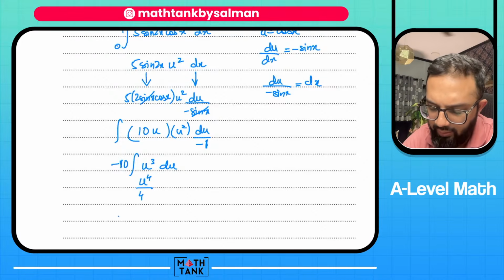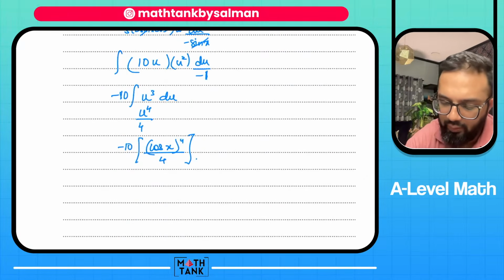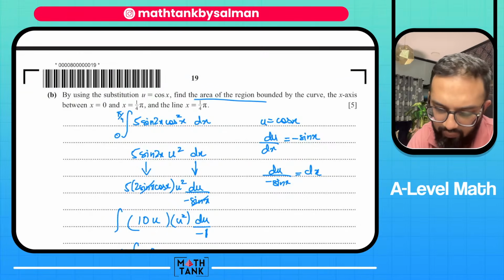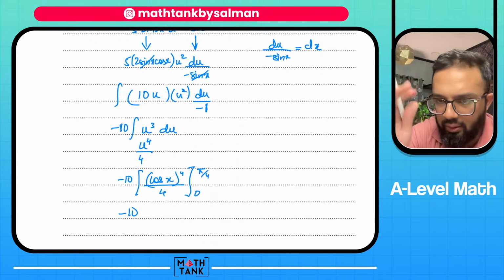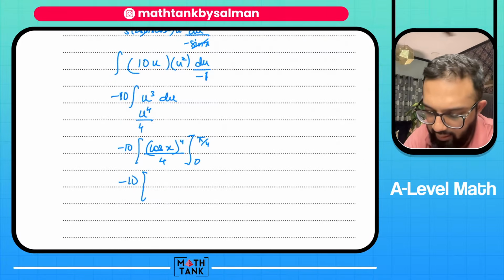Now I can easily replace u again with cos x, so power 4 over 4. What are the limits? 0 and pi over 4. So minus 10, do I have to give you an exact value? And the area of the shaded region. So I can give you a decimal as well. That shouldn't be a problem. Okay, it says the decimal is acceptable as well. That's what probably I'll end up doing.